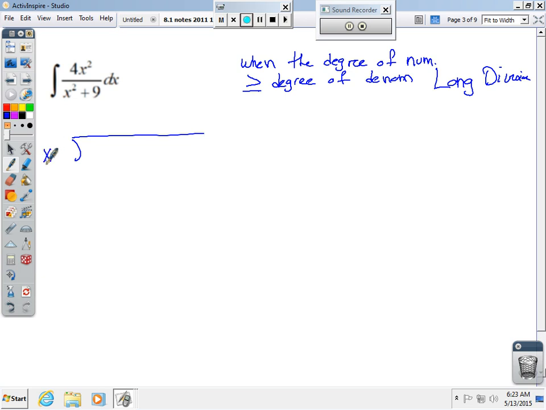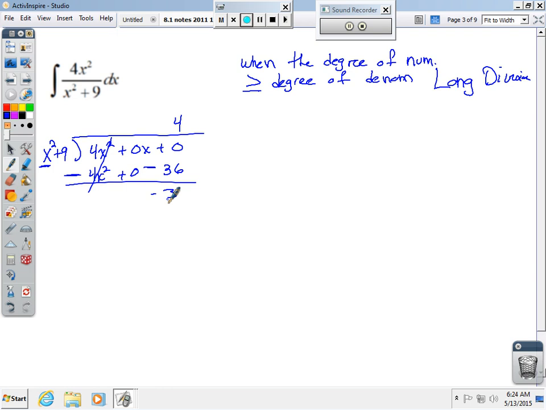Outside is going to be x squared plus 9. Inside, we're going to have 4x squared plus 0x plus 0. Just take care to put the zeros in as placeholders. Then x squared to become 4x squared is going to be a 4, so I'll put that here. Then just multiply. 4 times x squared is 4x squared. 4 times 9 is 36. I'm going to put that over here. Now when I do my subtraction, don't forget to change the signs. That's going to cancel out, and 0x minus nothing is 0, and then I have minus 36.